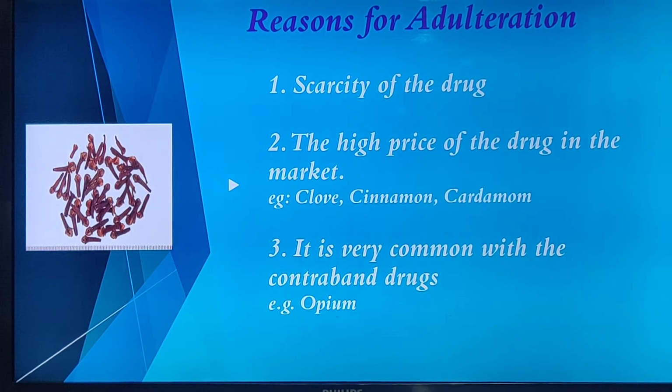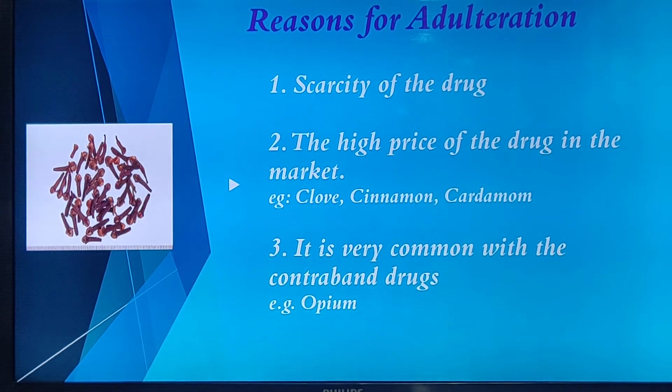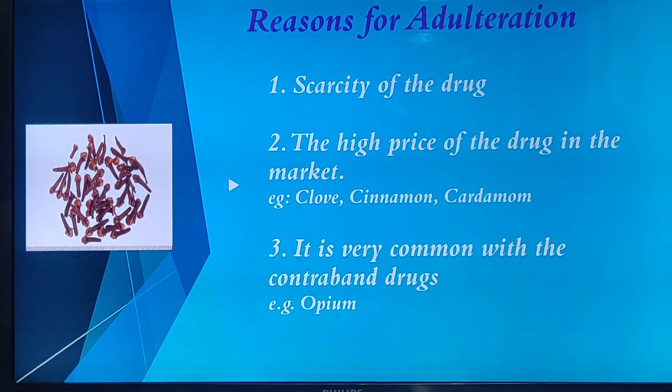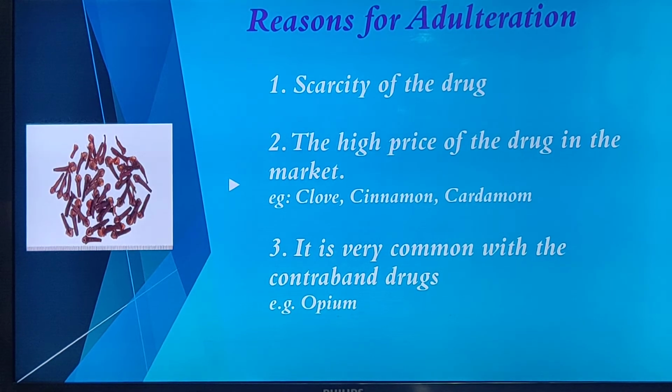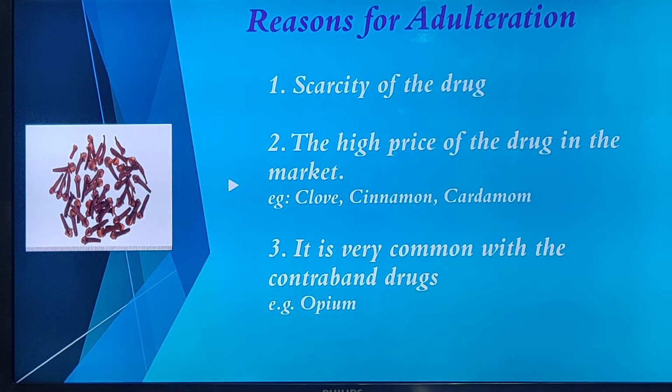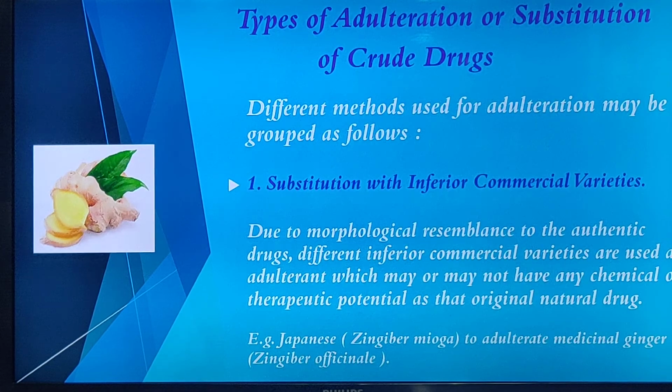Now, why generally do people do adulteration? So we can see reasons for adulteration. First, scarcity of the drug. That means when low quality or low amount of drug is available. Second, the high price of the drug in the market. And third, it is very common with the contraband drugs.